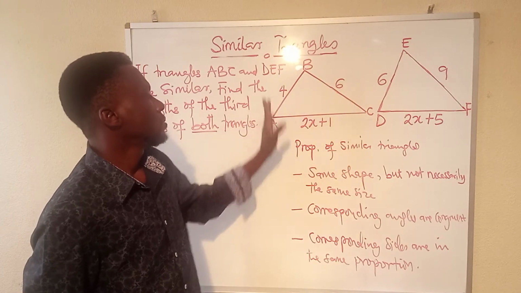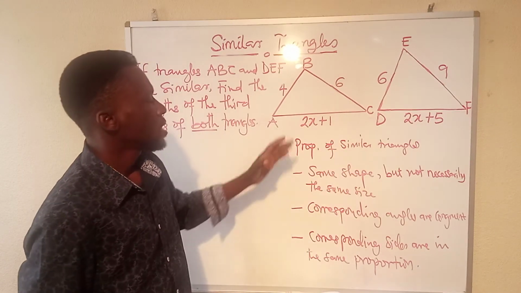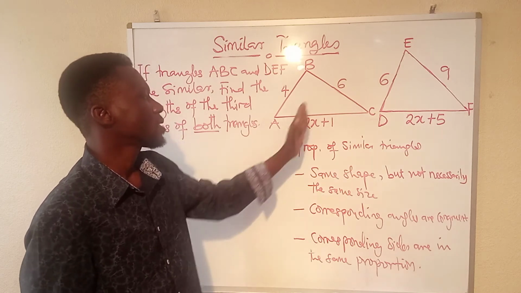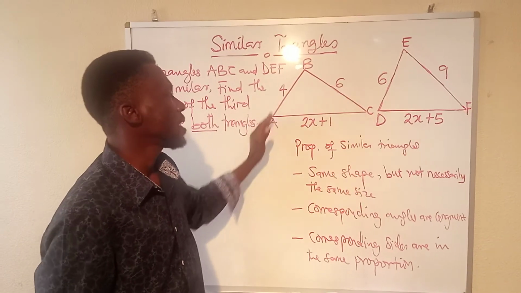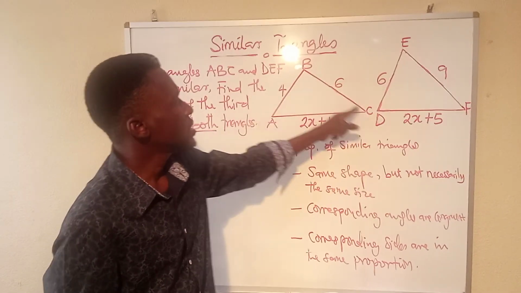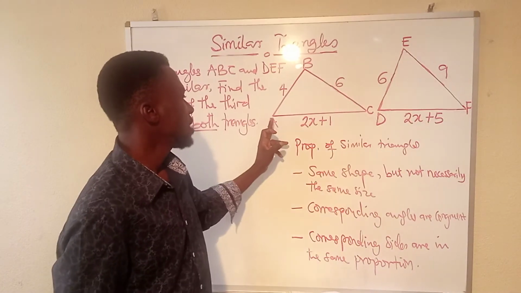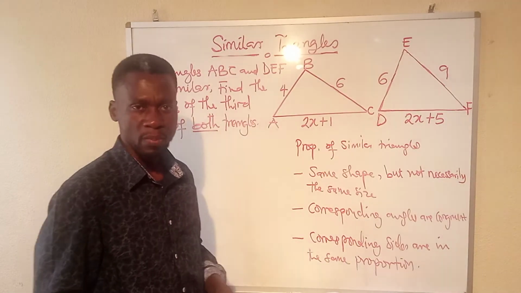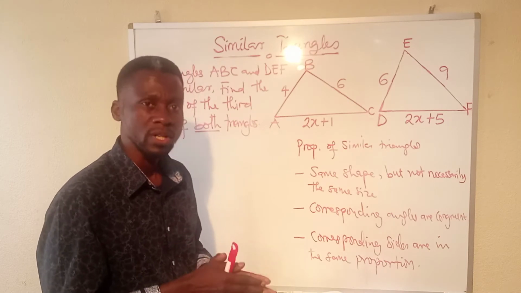if we are saying that triangle ABC is similar to triangle DEF, then it means that their corresponding sides. What are the corresponding sides of these two triangles? The side AB corresponds to the side DE. The side BC corresponds to the side EF. The side AC corresponds to the side DF. So that is what we mean by corresponding sides, or corresponding lengths.